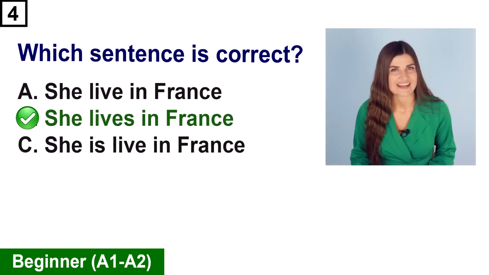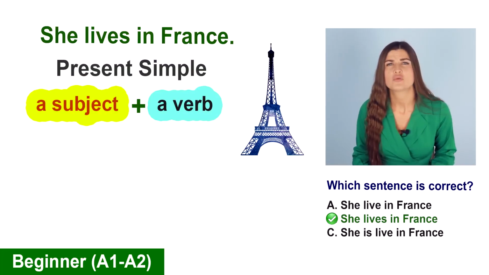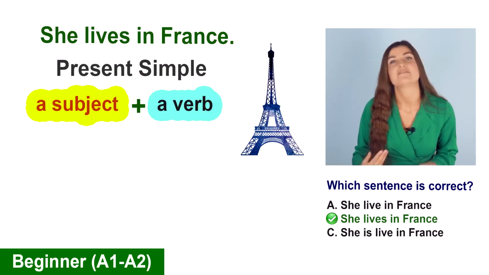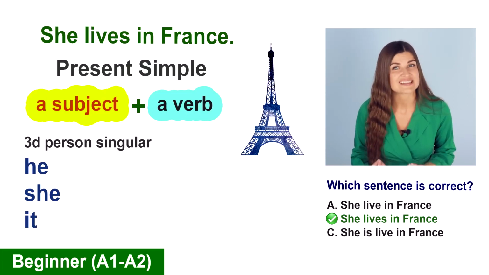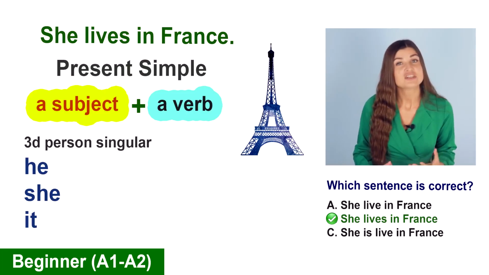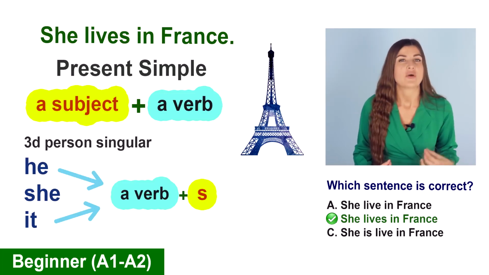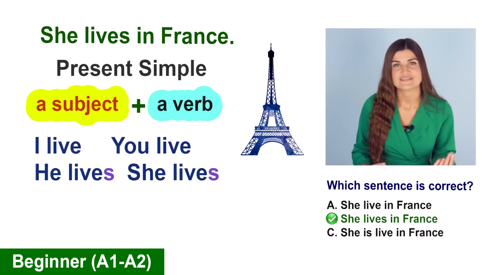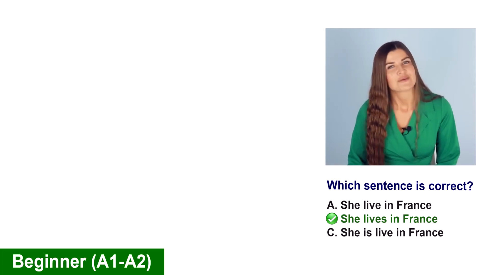She lives in France. But why? Because this is the present simple tense. In present simple, we have a subject plus a verb. When the subject is in the third person singular, which is he, she, or it, the verb takes an S. So I live, you live, he lives, she lives, it lives. Let's move on to the next question.